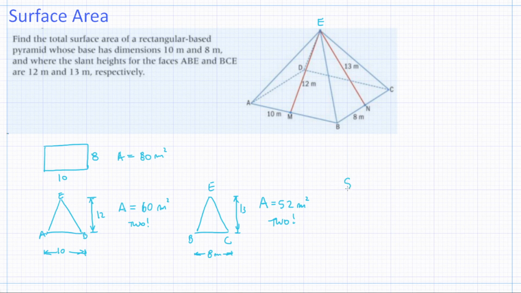So the total surface area, so I'll do SA now, surface area. It would be this one, which is the base, just once, plus 2 times this 60 squared meters, because I've got 2 of those, plus 2 times as well this 52, because I've got 2 of those. I've got this BCE and ADE. So this final result would be 304 squared meters.